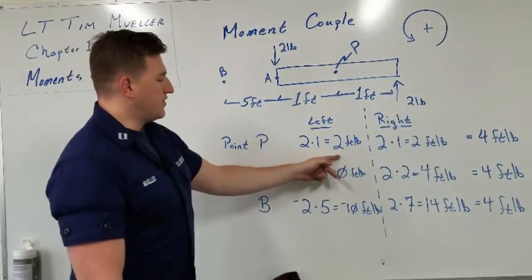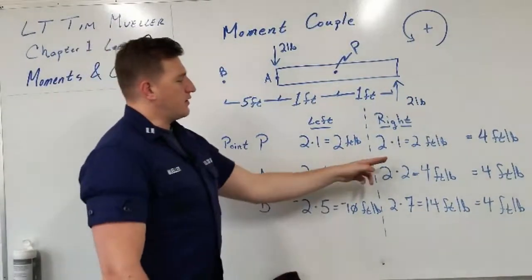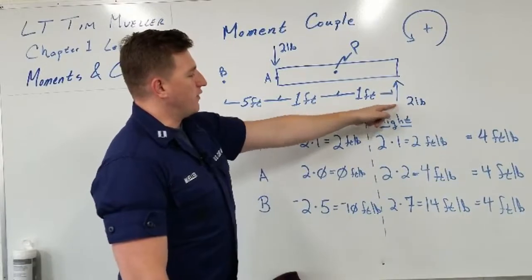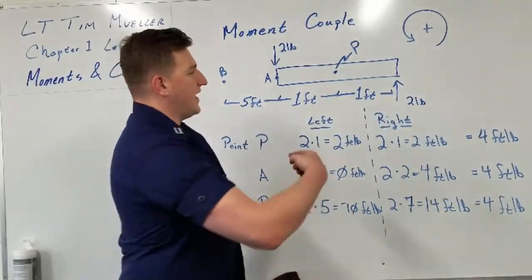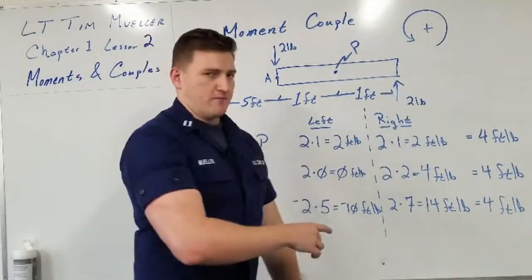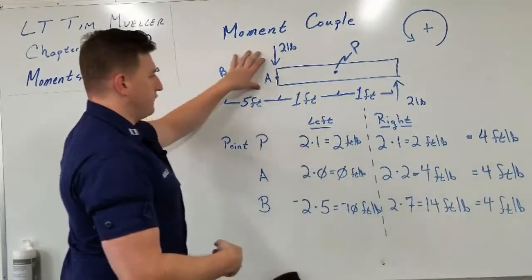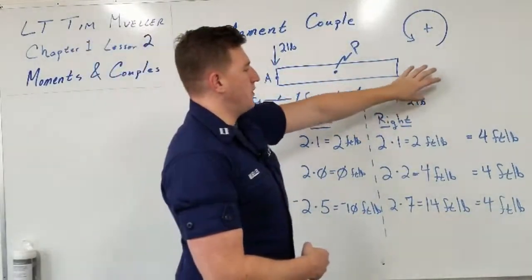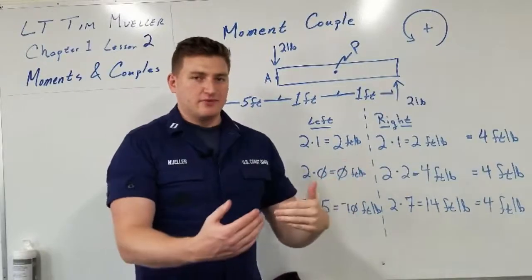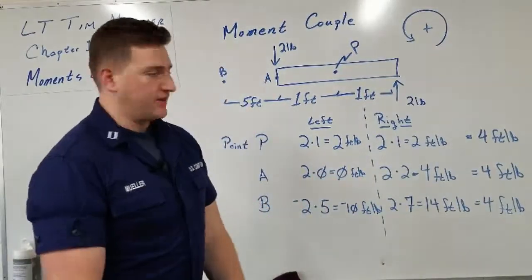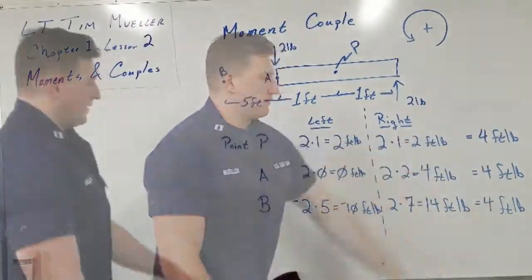So you have 2 times 1 is 2 foot-pounds. Likewise, we have another 2 pound force, 1 foot away, and it's going counterclockwise. So that's also positive. So we have a 2 foot-pound moment, a 2 foot-pound moment, both acting in the same direction, counterclockwise, so we add them together to get 4 foot-pounds.